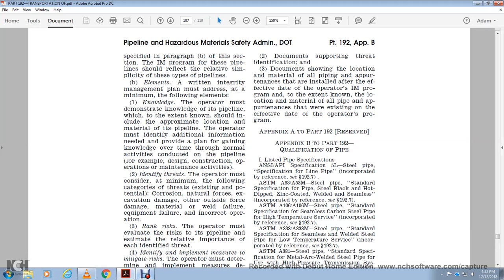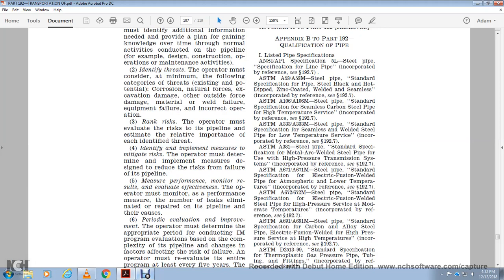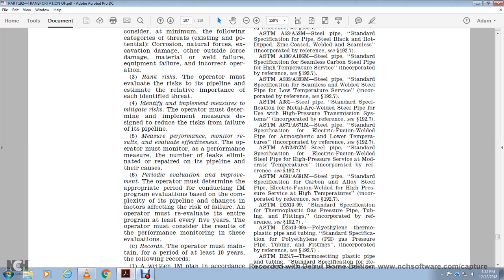Identify threats: the operator must consider, at a minimum, the following categories of threats: existing and potential for growth, natural forces, excavation damage, other outside force damage, material or welded failure, equipment failure, and incorrect operation. Rank risk: the operator must evaluate the risk of the pipeline and estimate the relative importance of the nature of each identified threat. Identify and implement measures to mitigate risks: the operator must determine and implement measures designed to reduce the risk of failure of the pipeline. Measure performance, monitor results, and evaluate effectiveness: the operator must monitor performance by measuring the number of leaks eliminated or repaired on the pipeline and their causes.